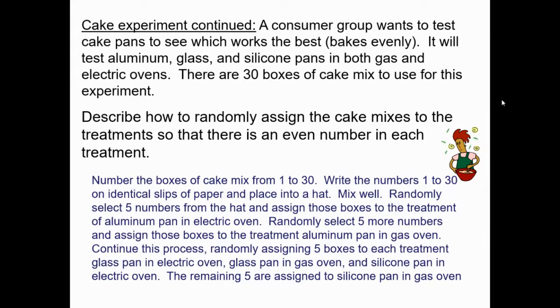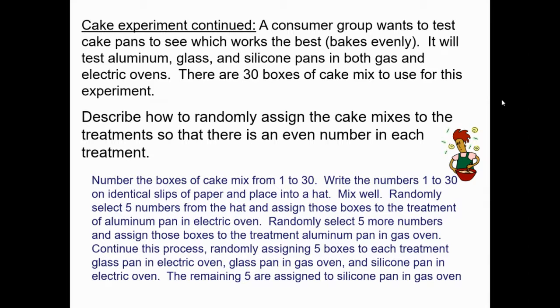So number the boxes 1 to 30. Write the numbers 1 to 30 on identical slips of paper and place into a hat. Notice there's that word popping up again, identical, to keep it completely random. Place into a hat, mix well, then randomly select 5 numbers from the hat and assign those boxes to the treatments of aluminum pan and the electric oven.